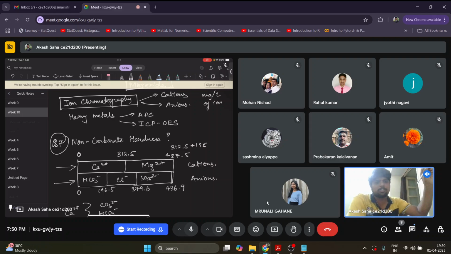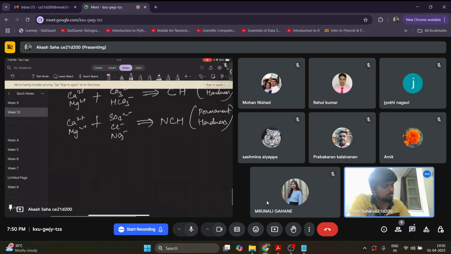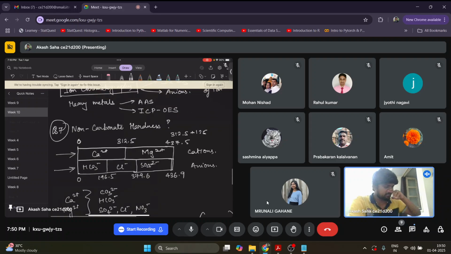So in the top, I showed all the cations, and in the bottom, I added and showed all the anions. That's how we will represent this kind of diagram. Now tell me, what is the alkalinity? What is the total alkalinity here? Just see this diagram and tell me, what is the total alkalinity here?